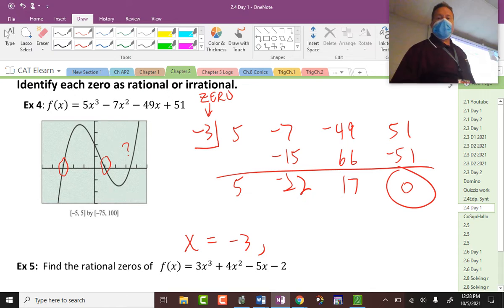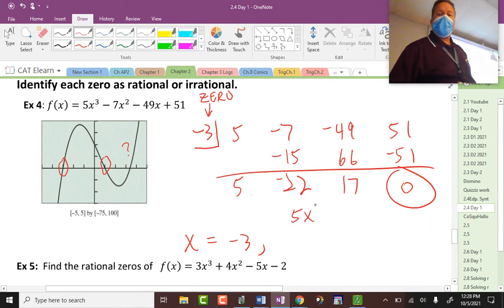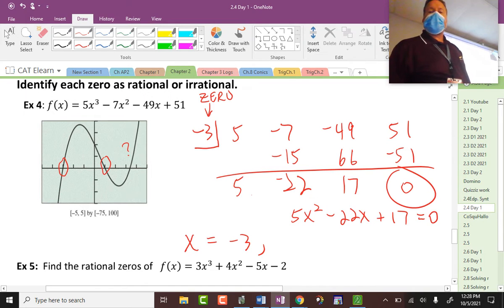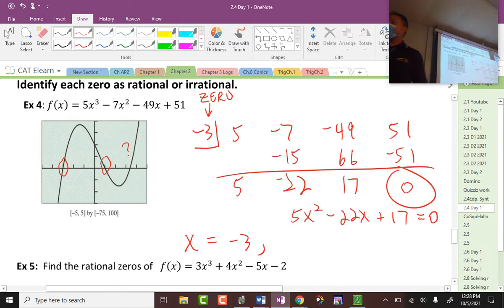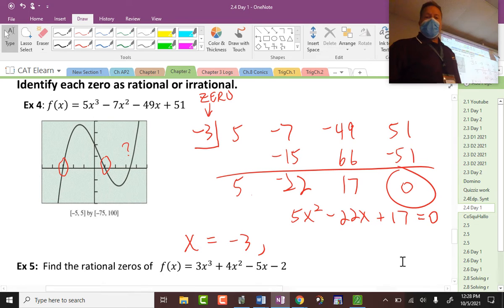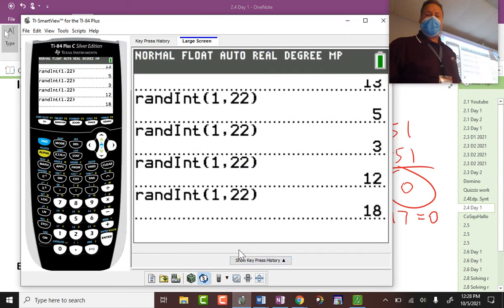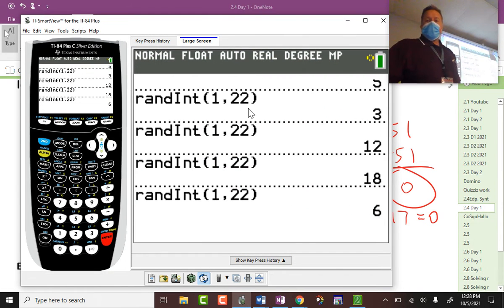Now this is a depressed polynomial. This is 5x squared minus 22x plus 17. And now what I want to do is solve this by factoring, which you'll be able to do. Let me get a student, though, and I'm going to help you on this. I'm going to tell you what that other 0 helps you do.